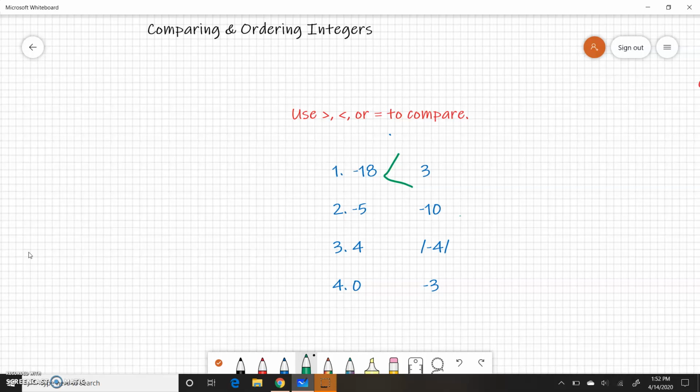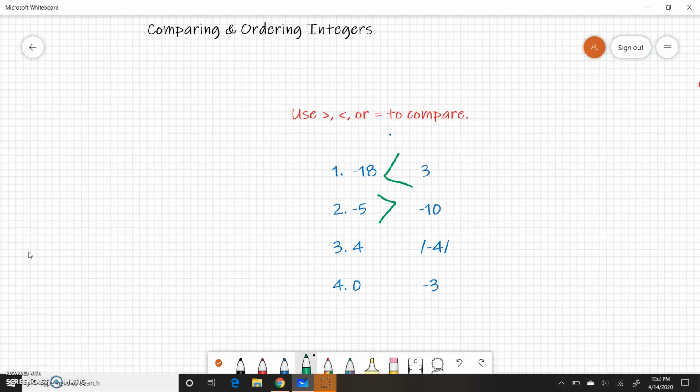Okay, so now look at number 2. They're both negatives. So we're just going to see which one would be warmer. Negative 5 degrees or negative 10 degrees? Well, I would rather it be negative 5, because that's really cold, but negative 10 is even colder.